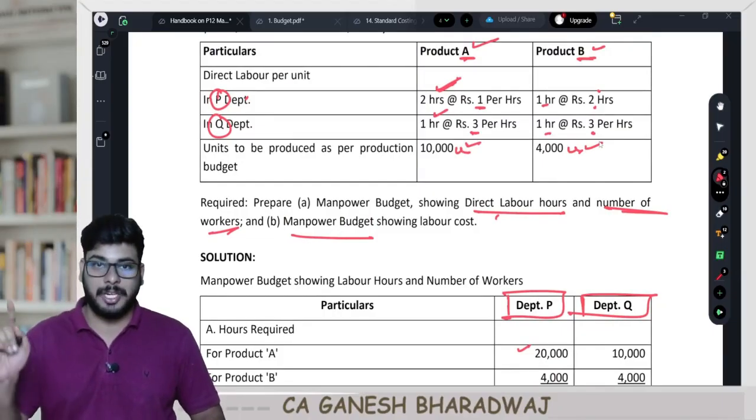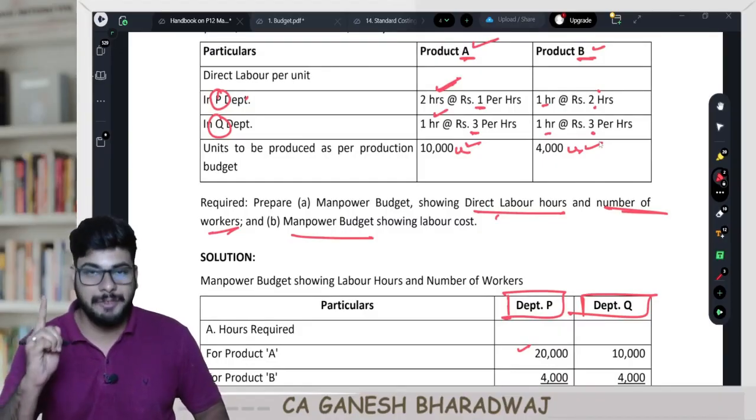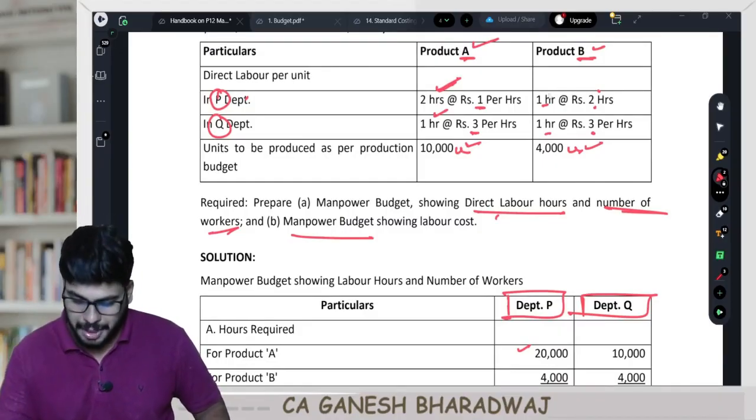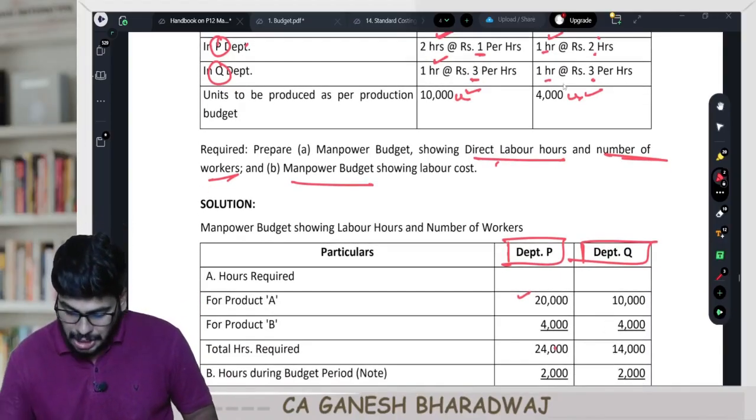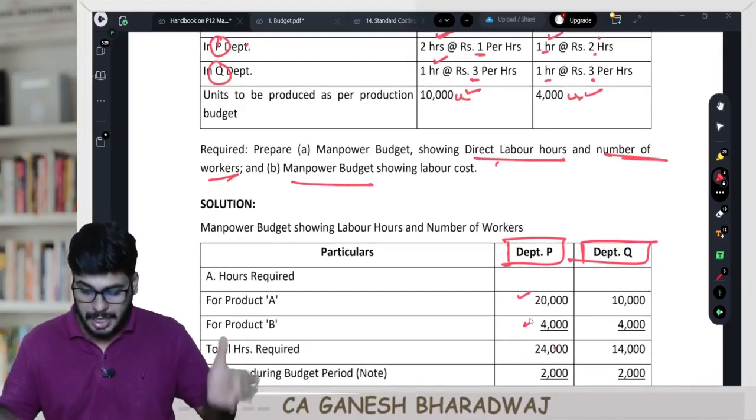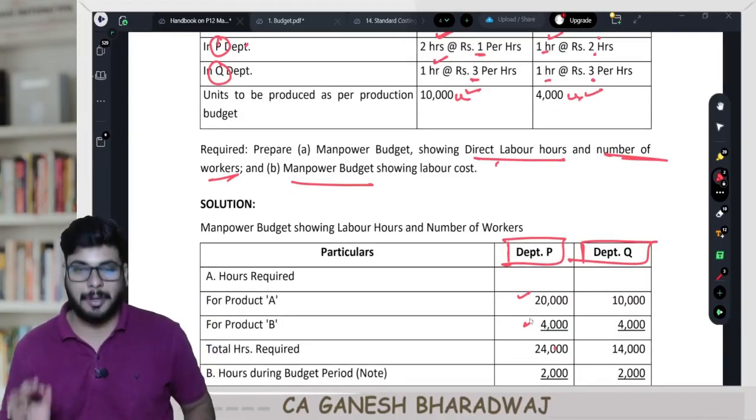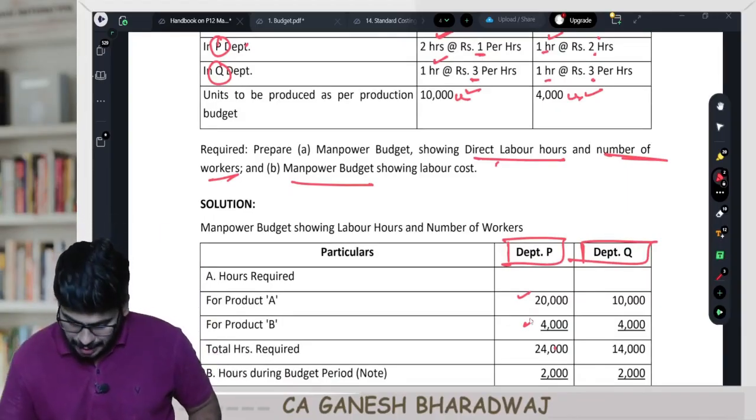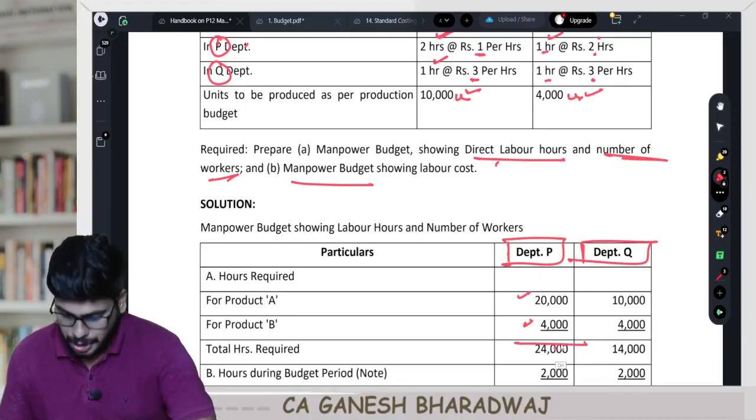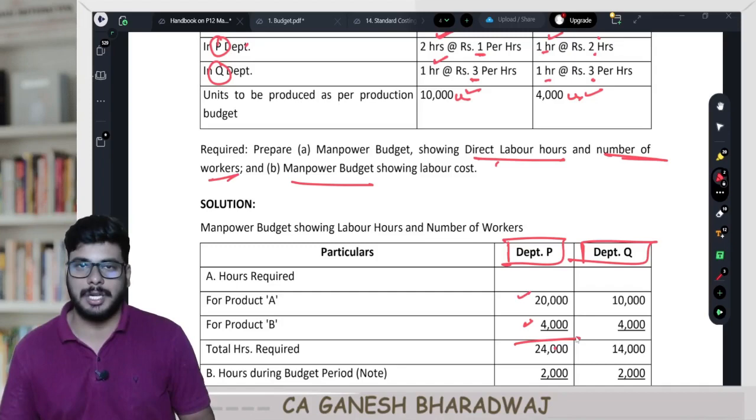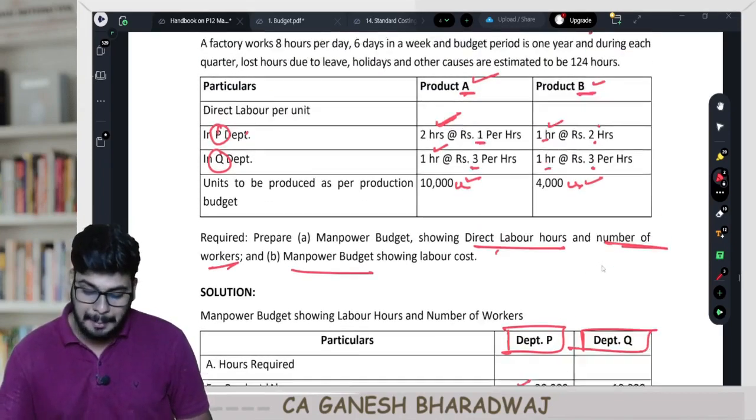4,000 units of product B are being processed, and every unit of product B spends 1 hour in Department P. So it's going to be 4,000 into 1. So I need 4,000 hours in Department P exclusively for the purpose of manufacturing product B. So tell me, guys, the total number of hours required in Department P is going to be how much? It's going to be 24,000 hours. Clear with this, guys? Next, Department Q.